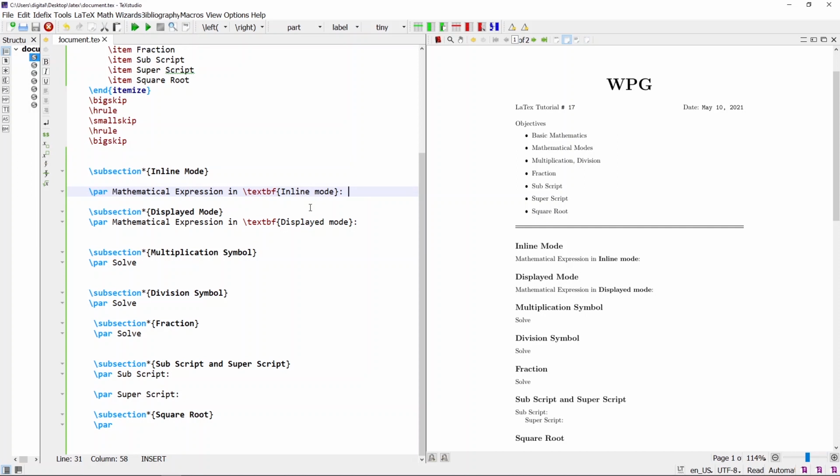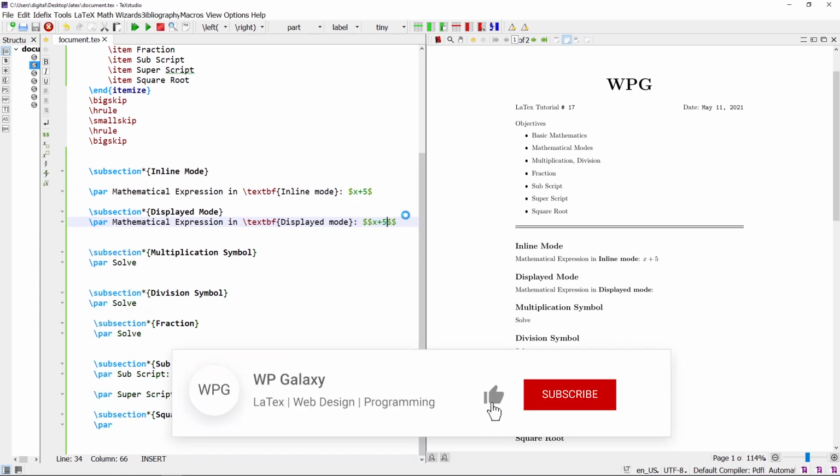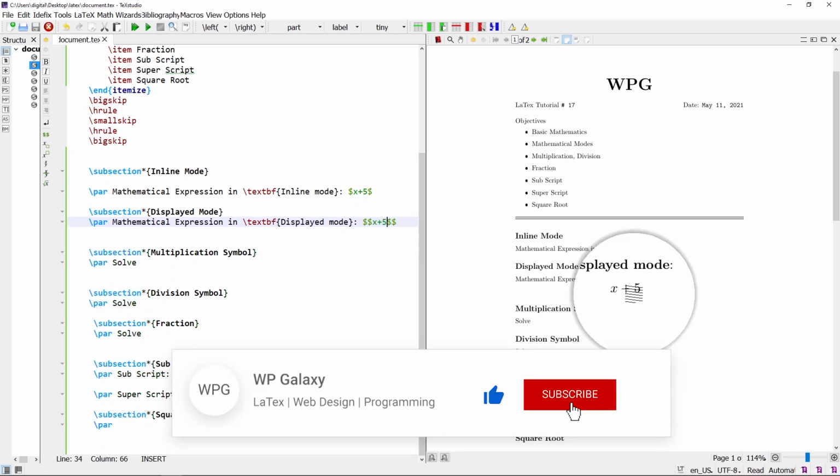To write the mathematical expression in inline mode, it should come in between the single dollar symbol, like $x+5$. The x plus 5 is written in the same line. Similarly, to write the expression in displayed mode, it should come in between the double dollar symbols, like $$x+5$$. Here, the x plus 5 is written on the separate new line.